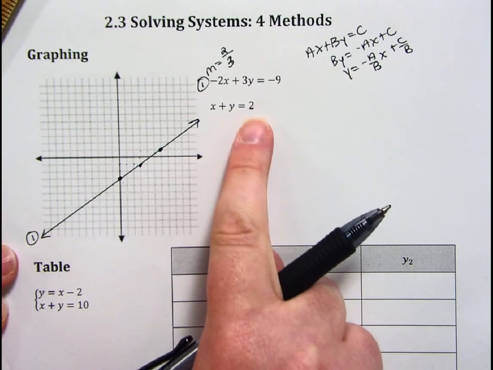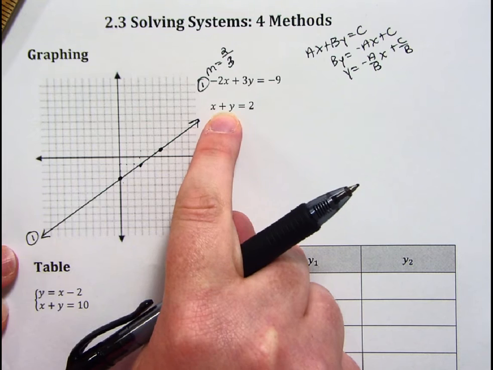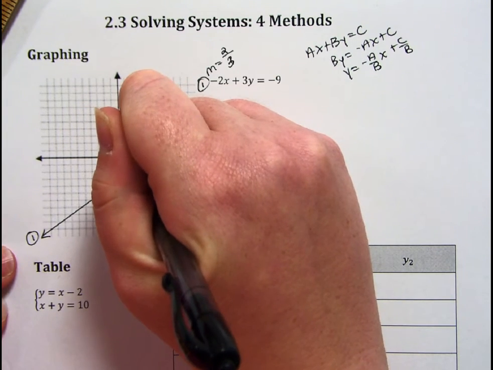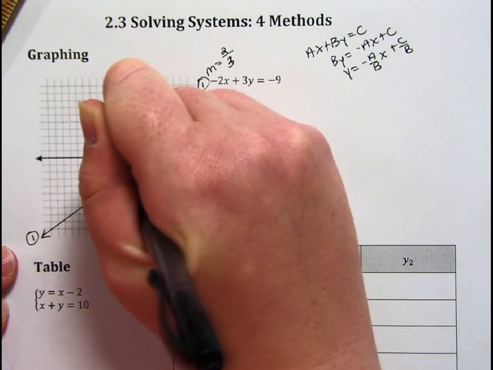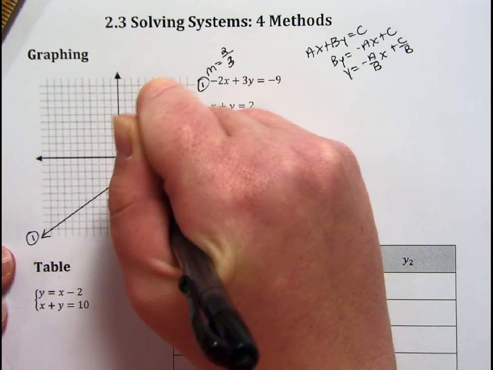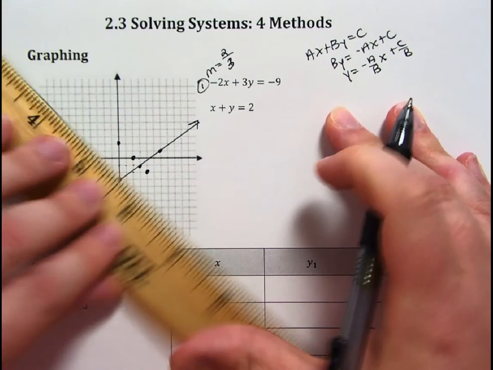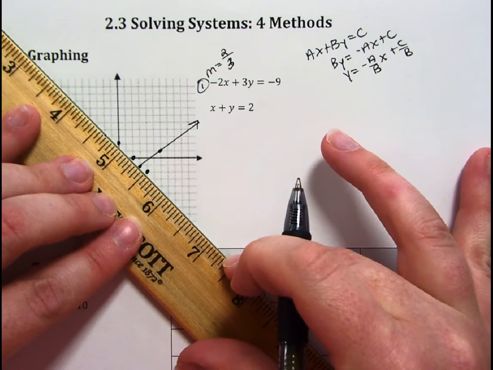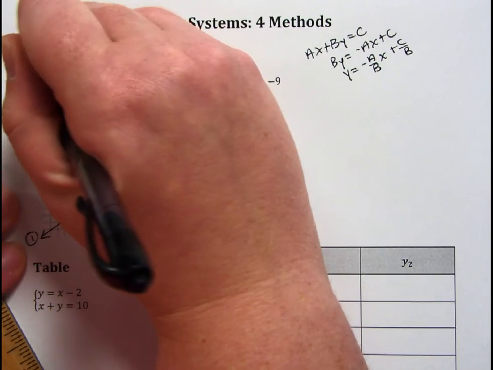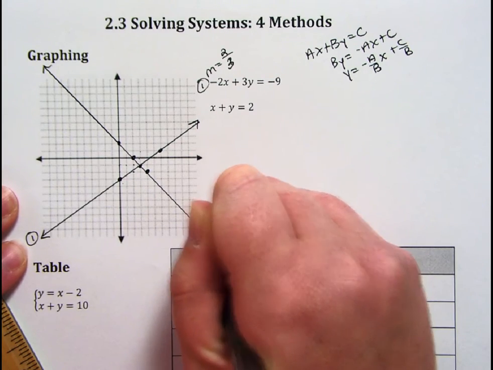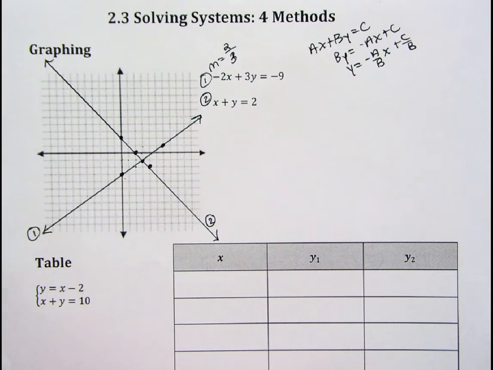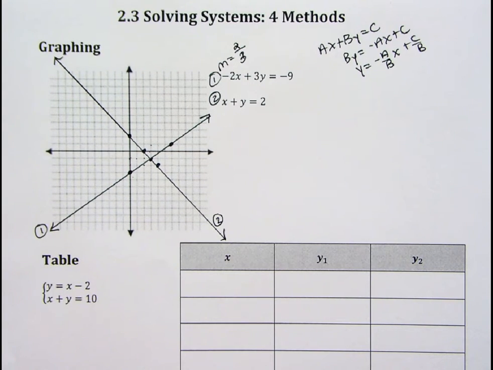Now graphing equation 2 will probably be a little bit easier. It's still in standard form, but I notice that both the x and the y-intercepts are 2. Okay, there's equation 2.